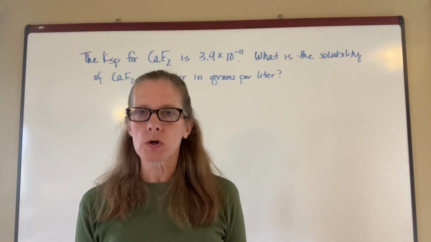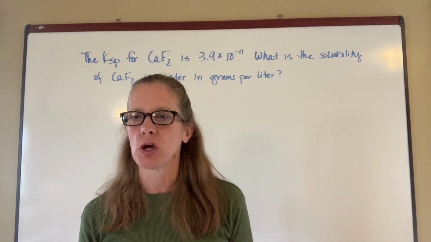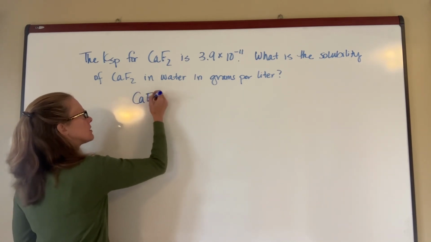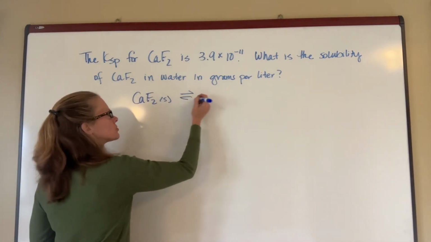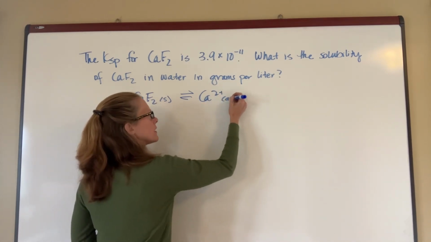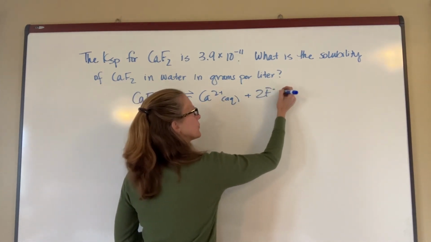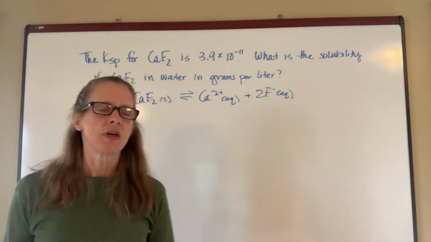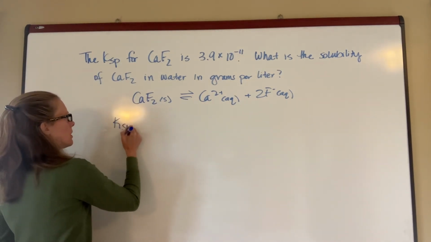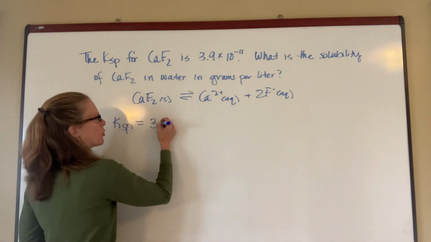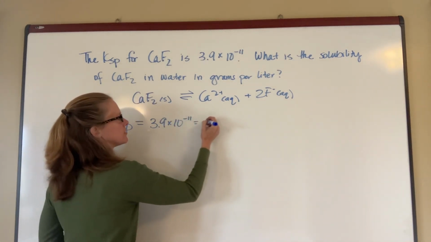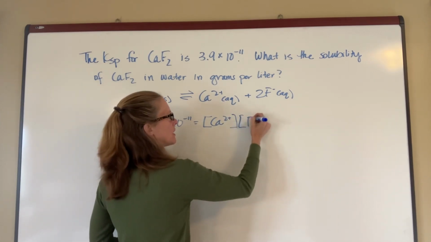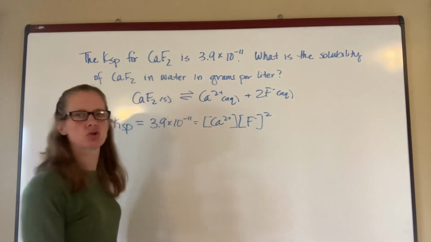So I'm going to start out working this problem the same way that I started working the other problems. First thing I'm going to do is write an equation for the dissolving of this. Calcium fluoride is going to dissolve to give me calcium ions and fluoride ions. Notice that I've got 2 fluoride ions for every calcium ion. Then when I write the Ksp expression, my Ksp is 3.9 times 10 to the minus 11th, and that's equal to the concentration of the calcium ions times the concentration of the fluoride ions squared.